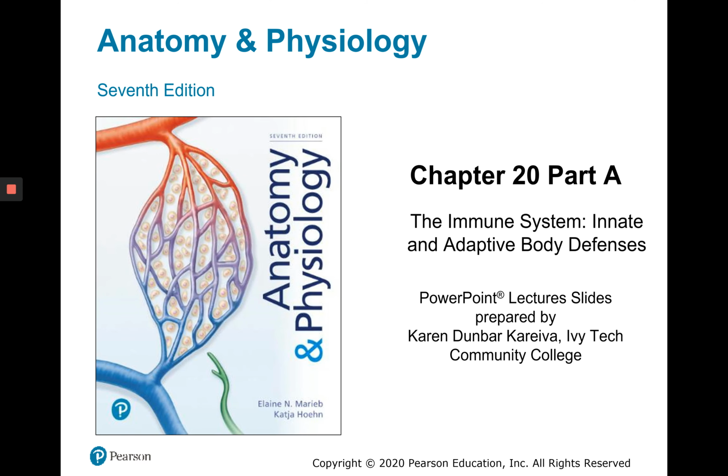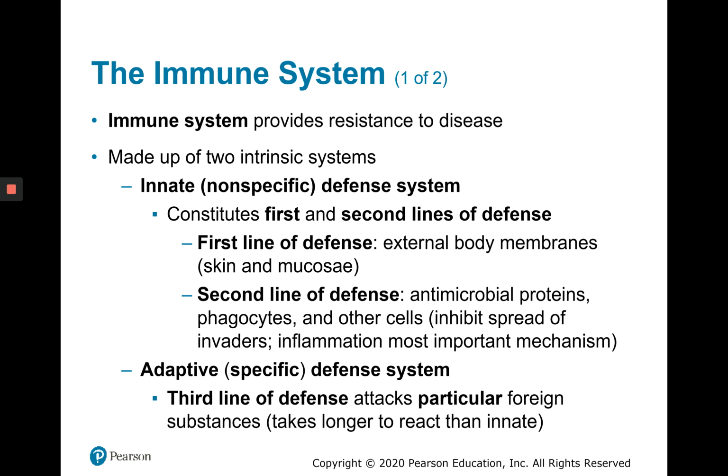Today we'll be looking at Chapter 20, Part A, over the immune system. The immune system provides resistance to disease. It's made up of two intrinsic systems, the innate and the adaptive defense system. The innate defense system is nonspecific. The adaptive defense system is specific.